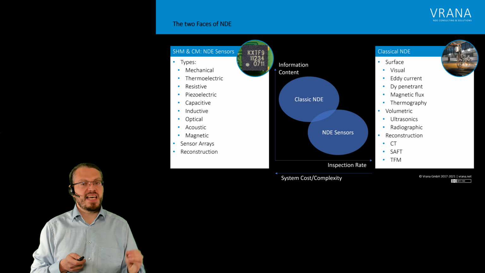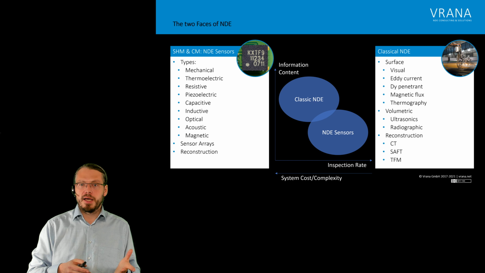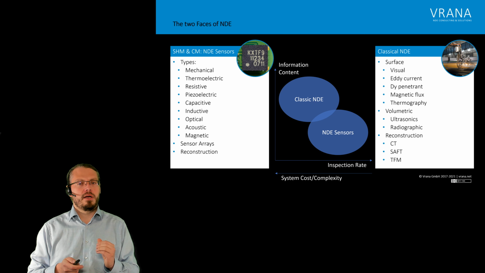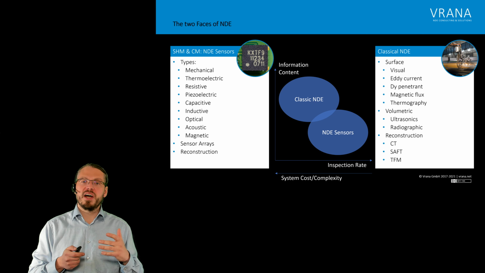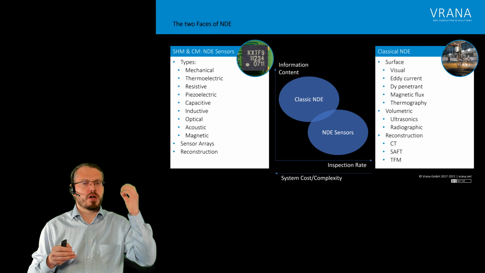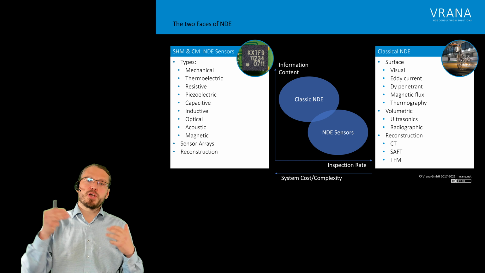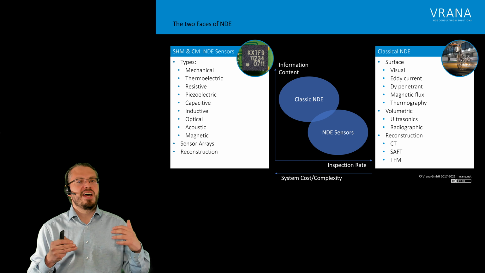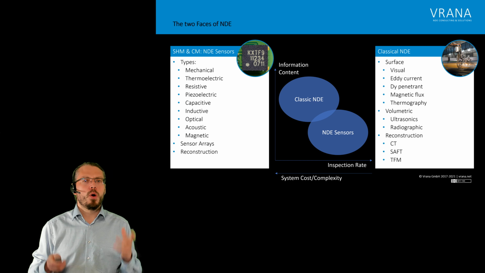If we think about NDE sensors, like they're used with structural health monitoring, condition monitoring, or all kind of other applications, then we have a very high inspection rate. In seconds, in microseconds, kind of quasi-continuous. But on the other side, the information content is not that high. Now, for sure, if we think about putting dozens of acoustic emission sensors on a component and doing reconstruction calculations out of that, we're getting actually to a pretty high information content. But on the other side, actually also our system complexity goes up quite a bit. But for me, it is not either classic NDE or NDE sensors. Actually, I think we need both.